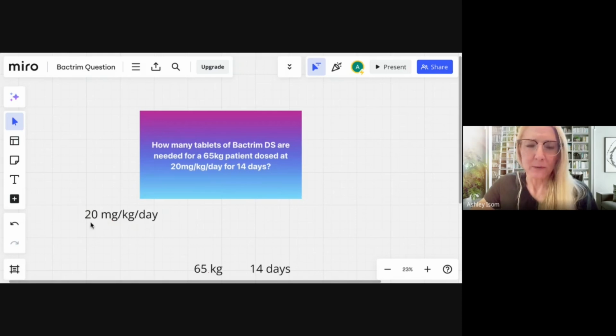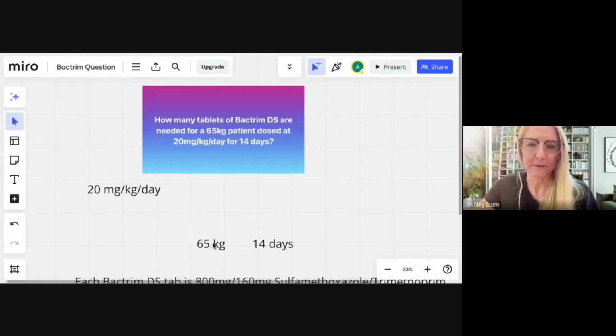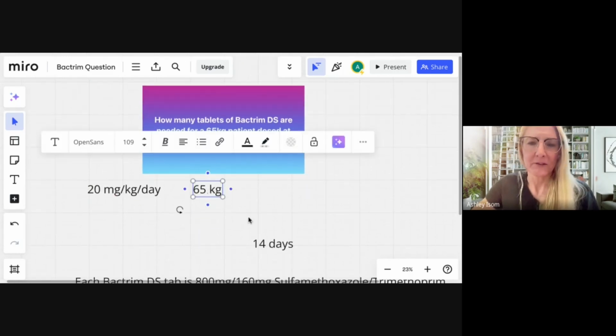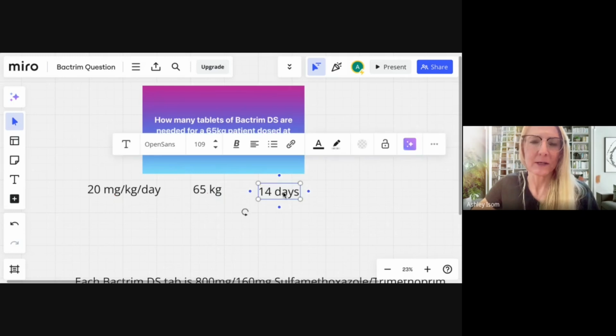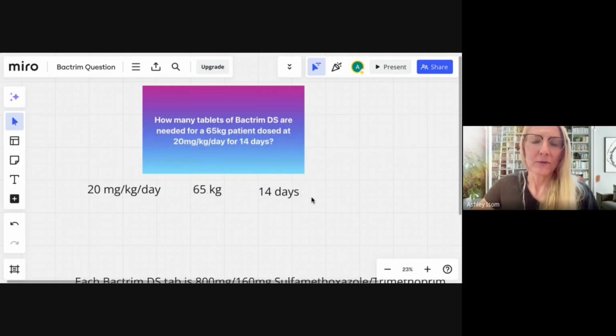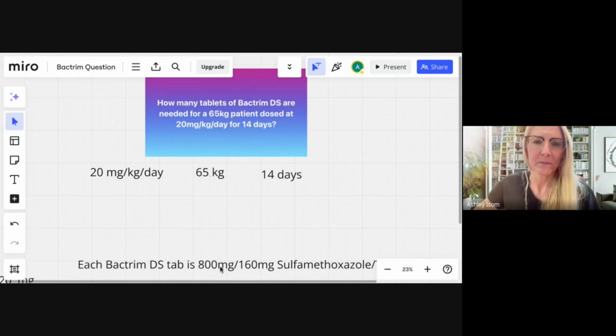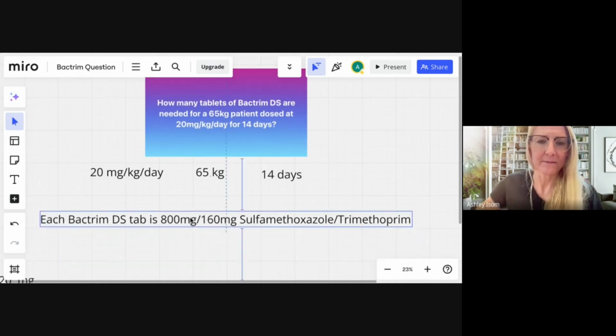Remember that Bactrim is always dosed based off of the trimethoprim portion, so that 20 milligrams represents the trimethoprim portion. Patient is 65 kilograms, and we are going to give that for 14 days. We want to know how many tablets of Bactrim DS to give.